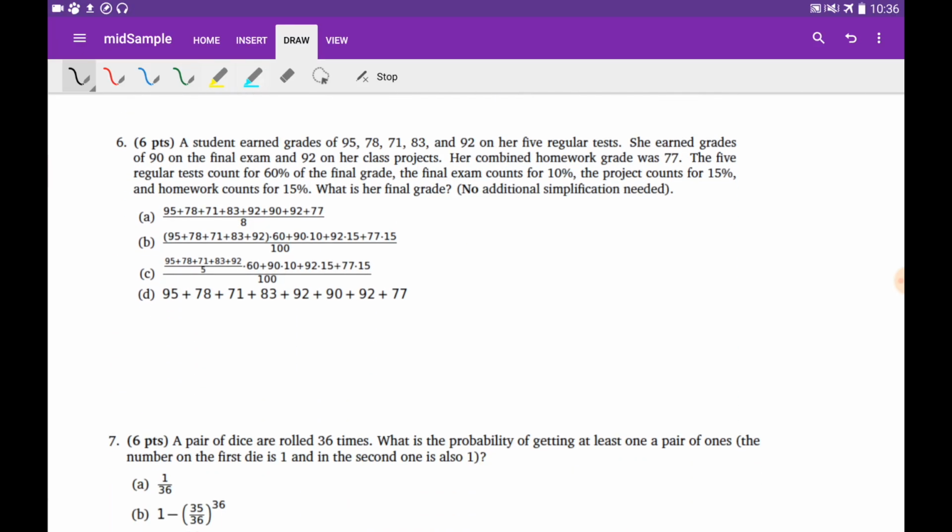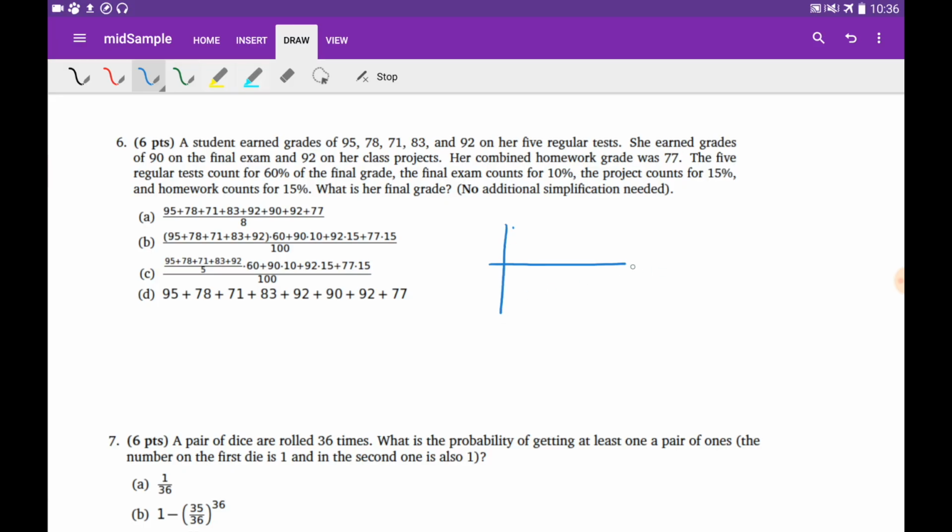A student earned the following grades: for the homeworks, for the 5 regular tests. Then she earned 90% on the final, 92 on her class projects, and her combined homework grade is 77. We need to calculate her final grade. We know the weights of the grades for each of these sections, right?